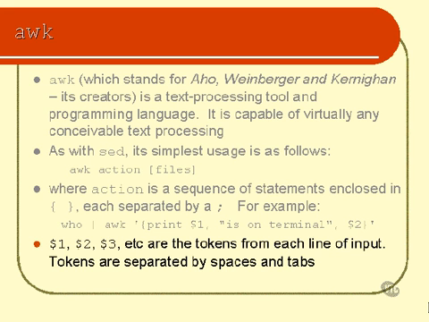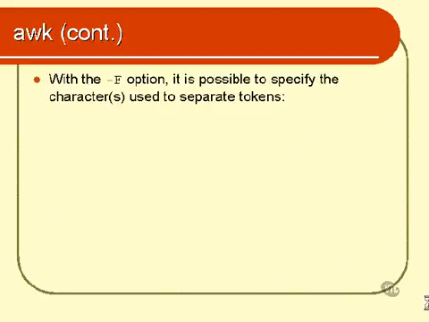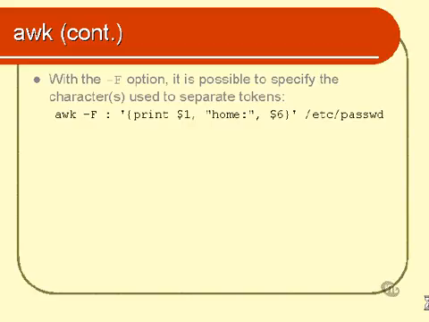So to summarize that business about tokens, $1, $2, $3, and so on are the tokens from each line of input. And by default, tokens are separated by spaces and/or tabs. Now, it's actually possible, using the -F option to awk, to specify the characters used to separate tokens. For example, here is another awk line, and this time I'm using -F colon. Now that designates the colon as being the token separator instead of spaces and tabs.